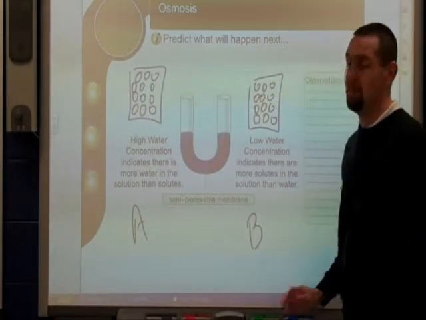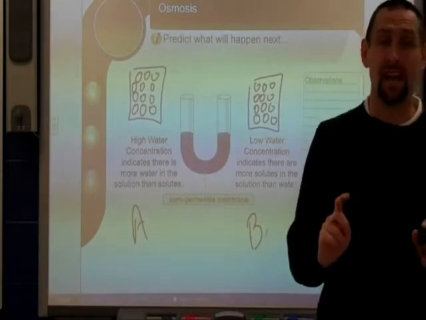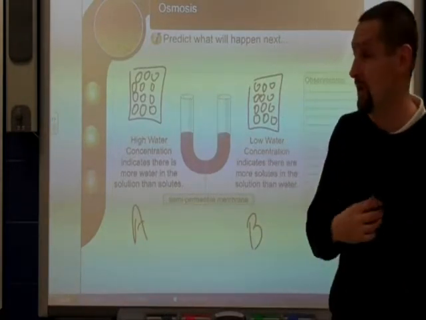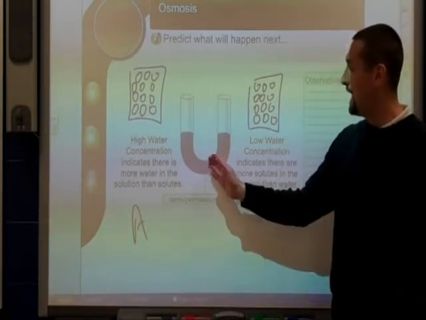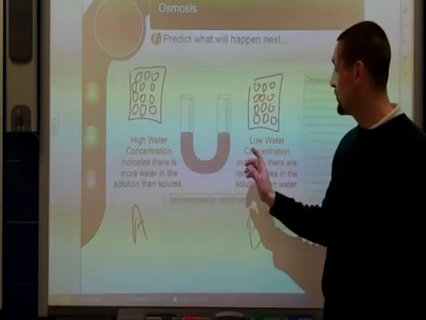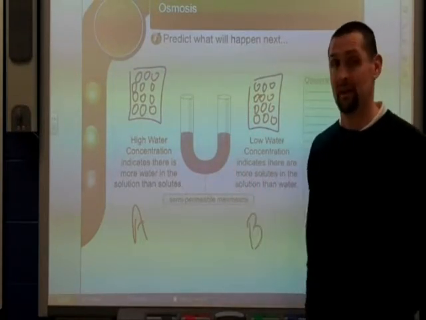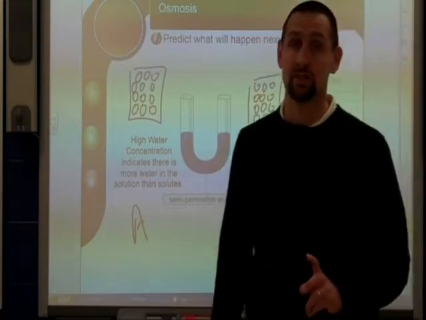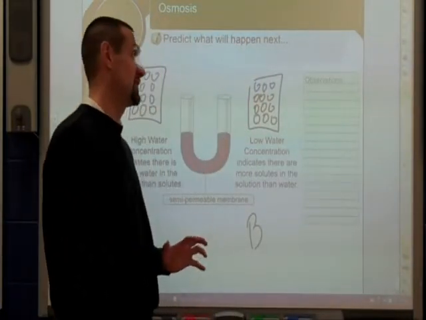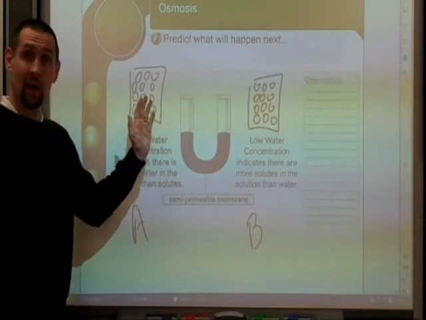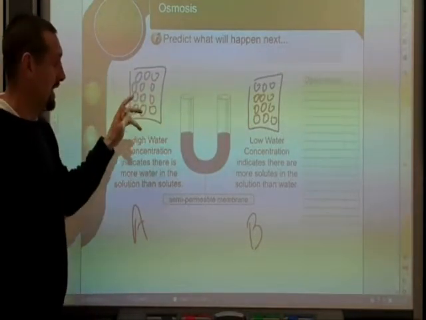So when I look at A and B, I might ask which has a higher concentration of sugar, and you would say B. And if that membrane were removed, the sugar would move from B to A. But we're talking about the movement of water. So now I'm going to ask which has a higher concentration of water. And you would say A. There's way more water in A.